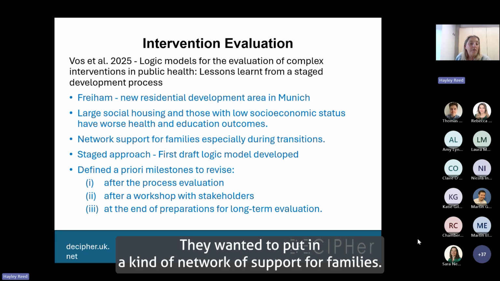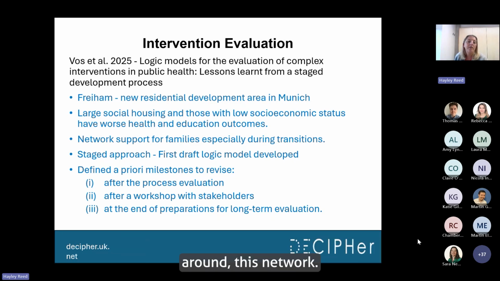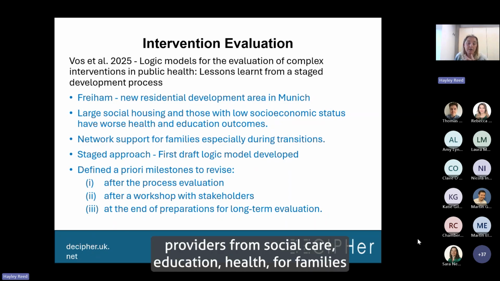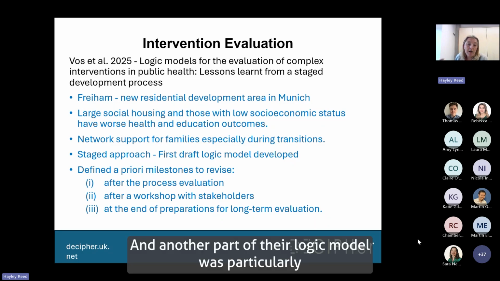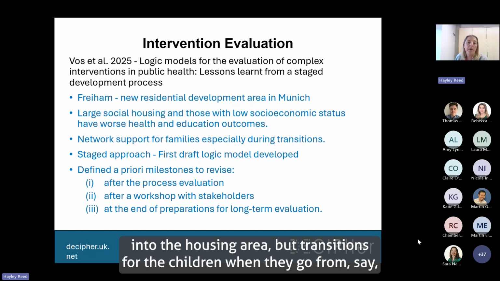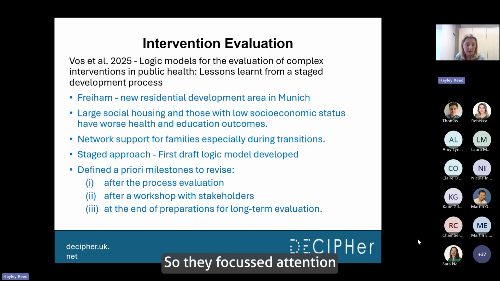They wanted to put in a network of support for families. So the intervention focuses around this network. They have network coordinators who bring together different service providers from social care, education, health for families. And another part of their logic model was particularly about transitions. Not just a transition into the housing area, but transitions for the children when they go from, say, a primary to a secondary school. They know that's important, so they focused attention on supporting schools at that point.